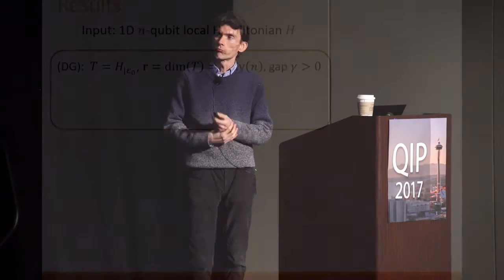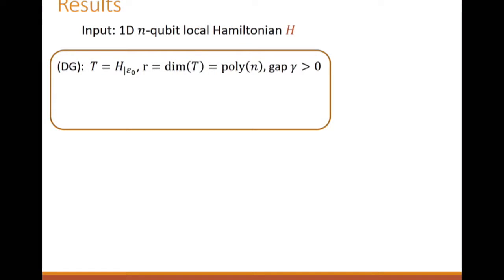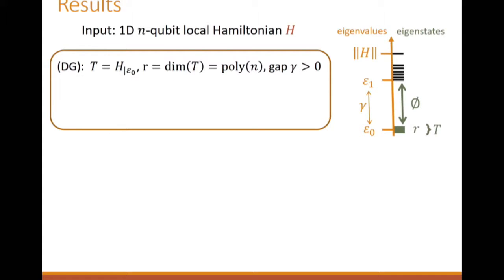So we give algorithms in two incomparable regimes of parameters. The first one I call DG, for degenerate ground space. So we take a local 1D Hamiltonian just as before, and now let's assume that there's a gap, but the ground space degeneracy could be basically as big as an algorithm could handle, so polynomial. So something like this, I made it as big as PowerPoint allowed me to do. So this is a polynomial ground space. Then there's a big gap above that polynomial ground space. And under that assumption, we give almost the best that we could hope for in terms of algorithms.